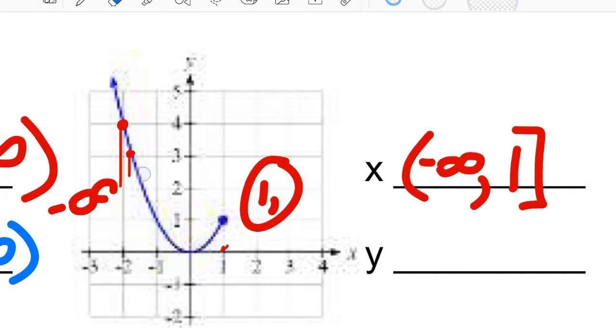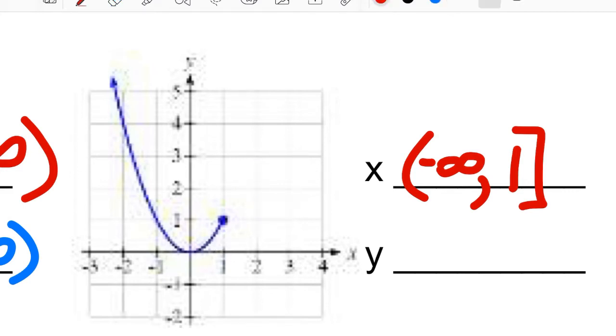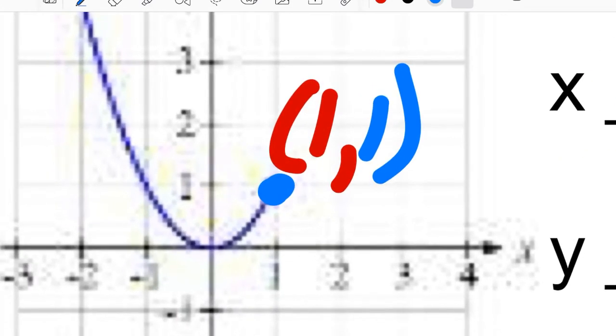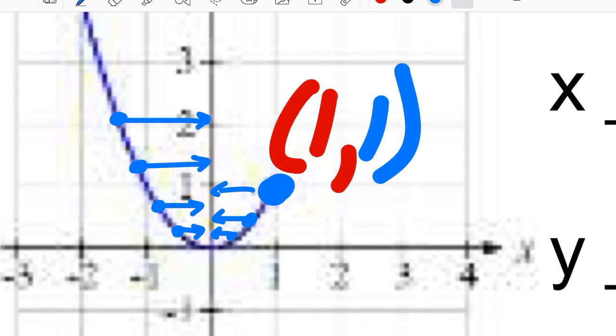How about the y values of this graph? If you use this point that we have already referenced, it has a y value of 1. Now, what other y values start to show up on this graph? If I reference the y-axis, if I kind of draw arrows to the y-axis from any point on this graph, are you starting to see what parts of the y-axis are being highlighted?